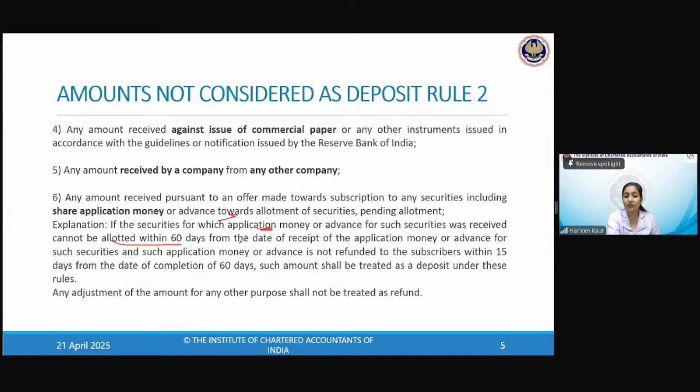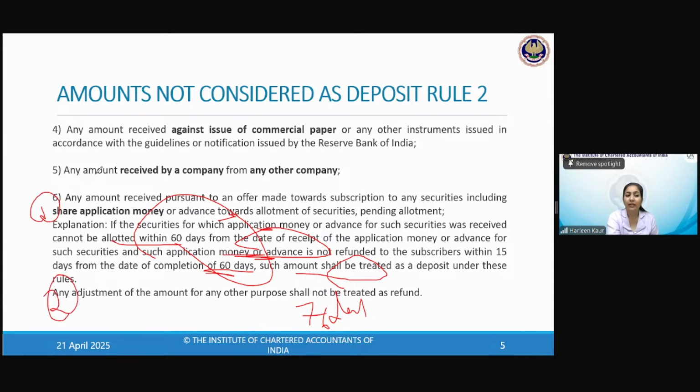So if such allotment of securities is not made, then such application money or advance should be refunded within 15 days. And if this money is not refunded, then from the completion of 60 days, if they are not refunded, it shall be treated as deposits after the completion of this entire 60 and 15 days. That is, starting from the 76th day of all this procedure, it will be treated as a deposit.